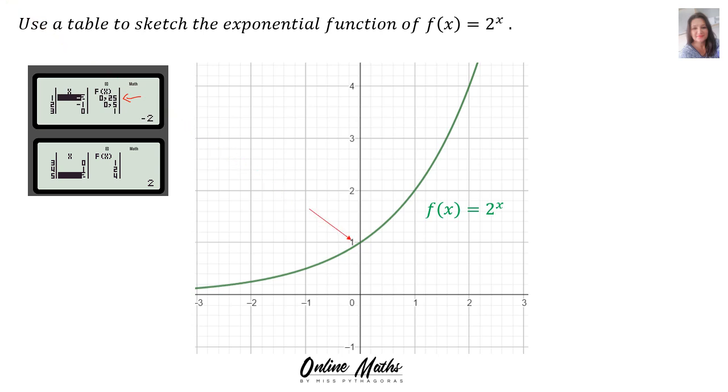A very important point is that point over there, the y-intercept, the point 0, 1, and then that is the horizontal asymptote. It is the x-axis, and the x-axis equation is the line y is equal to 0.